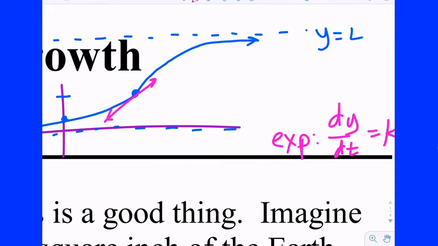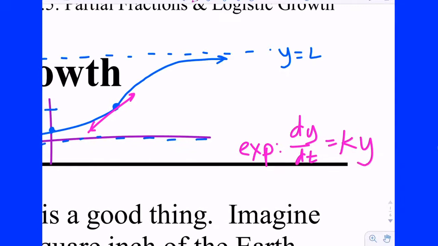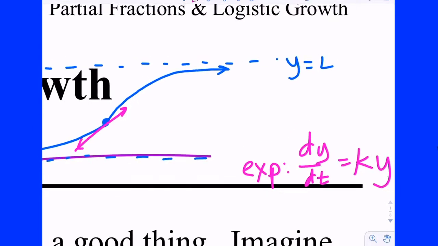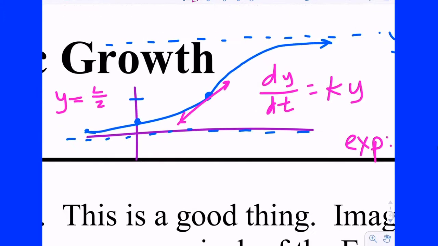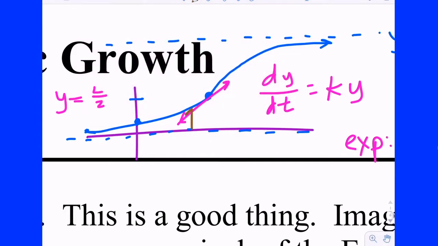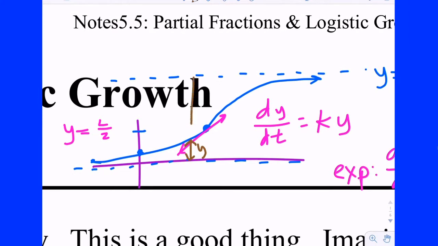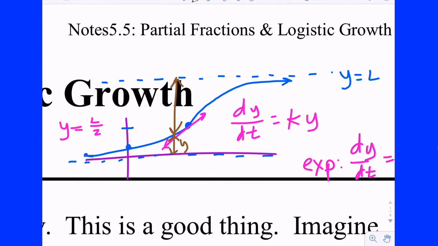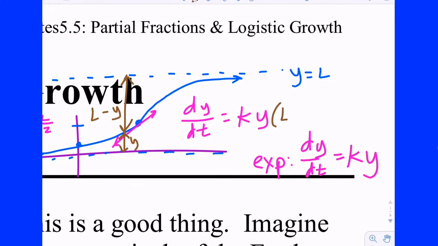But for logistic, it can't continue to grow unchecked like that. So what we could do is modify the pure exponential model. We can say the rate of change of the y values now with respect to time, they're still going to be directly proportional to the current amount. Okay, and that would be, let's show that in brown right here. This would be like the current amount right here. But it's also going to be proportional jointly to the difference between the current amount and the limit to growth, which would be L minus y.